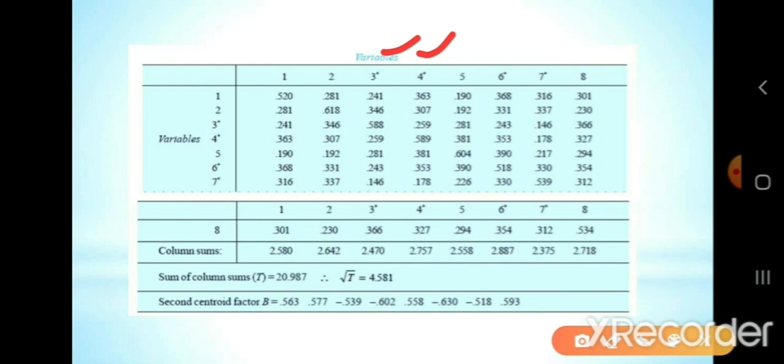as the residual variables. That's why we have marked them with a star. 3, 4, 6, 7 as residual variables. So from this we will get our residual coefficient matrix R1 dash.